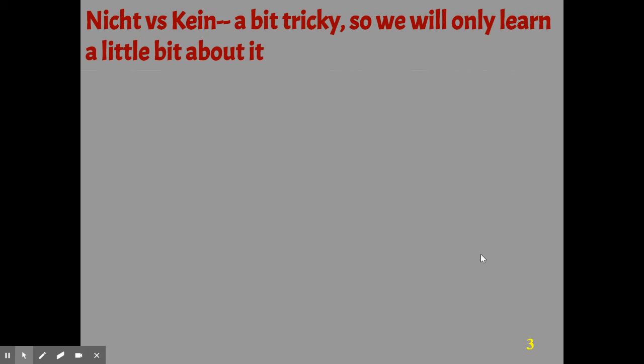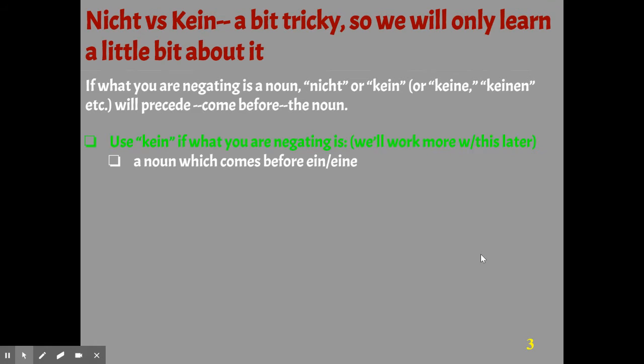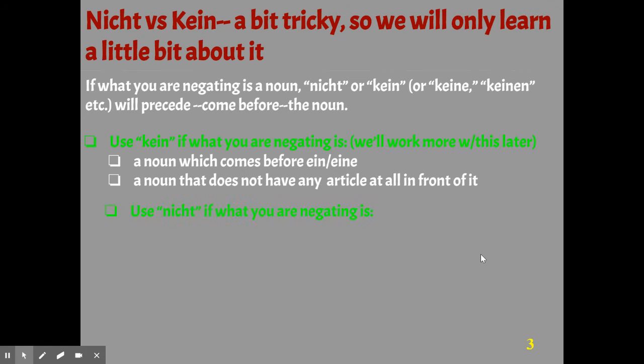Nicht versus kein might be a little bit tricky, so we're only going to learn a quick overview. If what you are negating is a noun, then nicht or kein or keine will come before the noun. So use kein if what you're negating is a noun which comes before ein or eine, or a noun that does not have an article at all in front of it, okay?